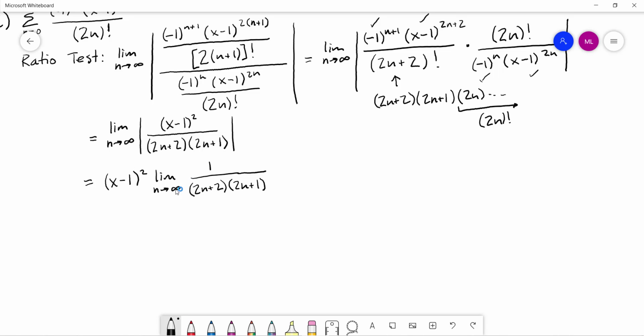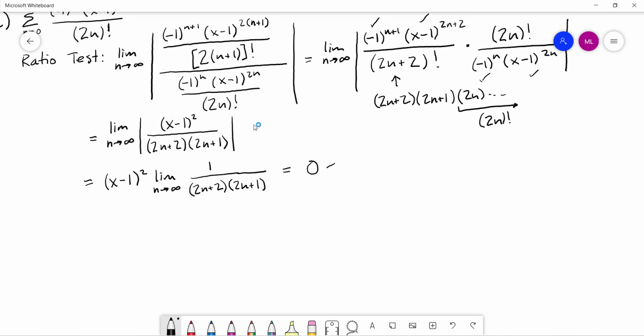What is this limit? Well, this is going to go to infinity. This is going to go to infinity. The product's going to go to infinity, basically like n squared, essentially. In this case, 4n squared would be the dominating term. So because the denominator is going to infinity, the overall fraction is going to 0. This limit is 0. And 0 times whatever this x thing is still going to be 0. Doesn't matter that it's times x minus 1 squared.